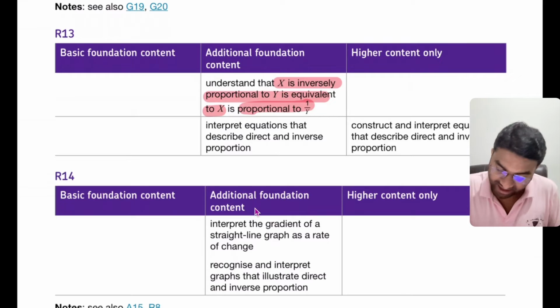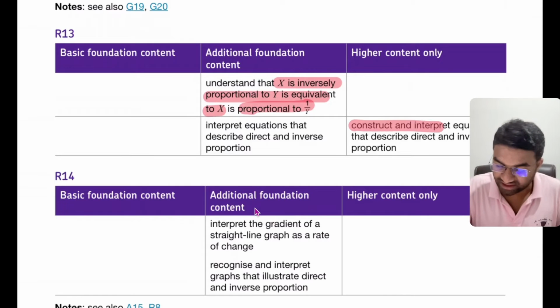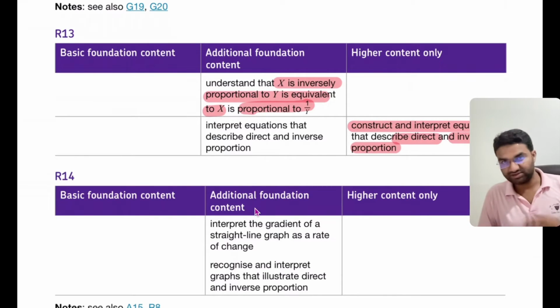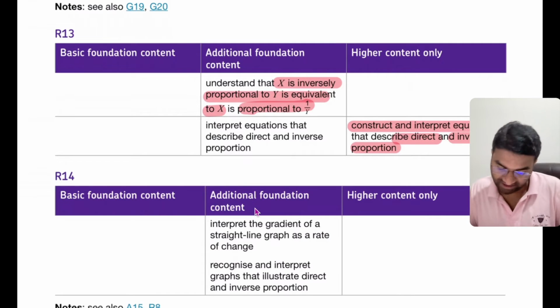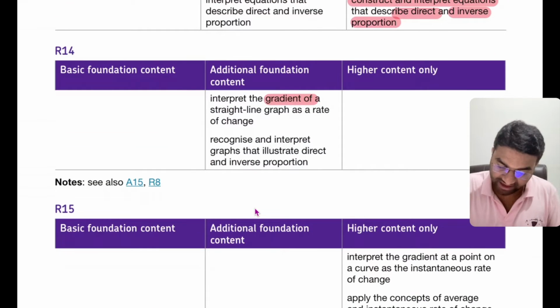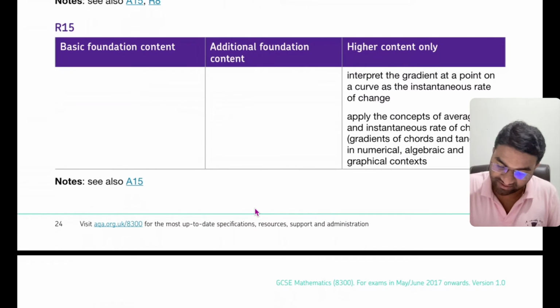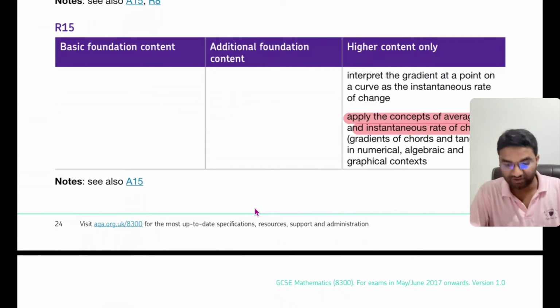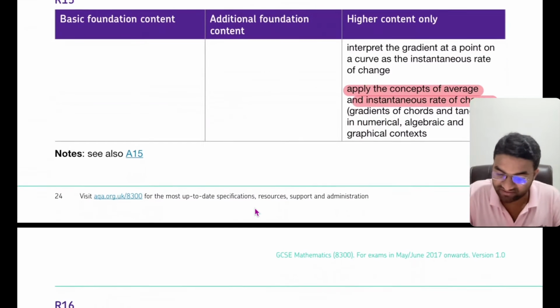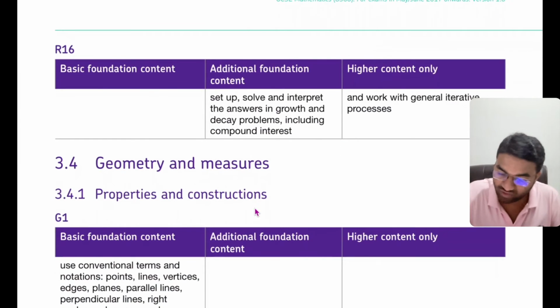Then for higher grade students, you have to construct and interpret the equation, describe direct and inverse proportion. Means we have to construct the equations here, then the gradient of a straight line graph. Okay, next apply the concepts of average and instantaneous rate of change. Okay, these are concepts there for higher students. Then work with general iterative processes.